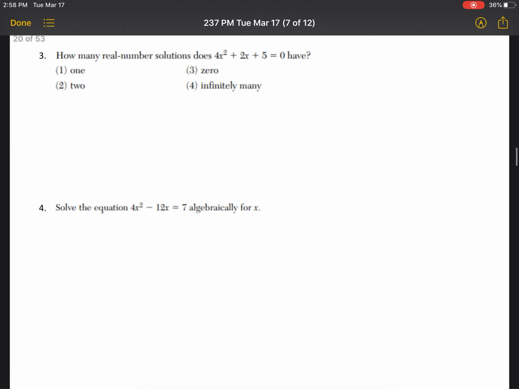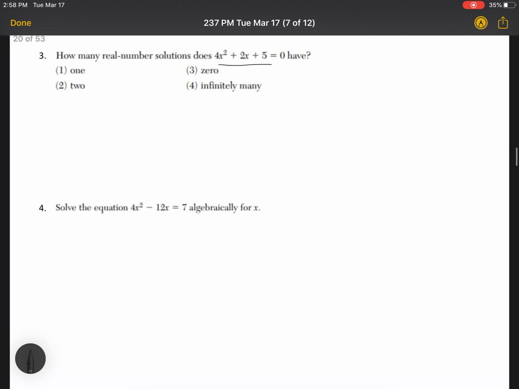Number 3, how many real number solutions does 4x squared plus 2x plus 5 equals 0 have? You could plug this into the quadratic formula. I think the easiest way to do this, since it's a multiple choice question as well, is just to type 4x squared plus 2x plus 5 into your y equals in your calculator. Hit graph and see how many times that graph crosses through the x-axis.